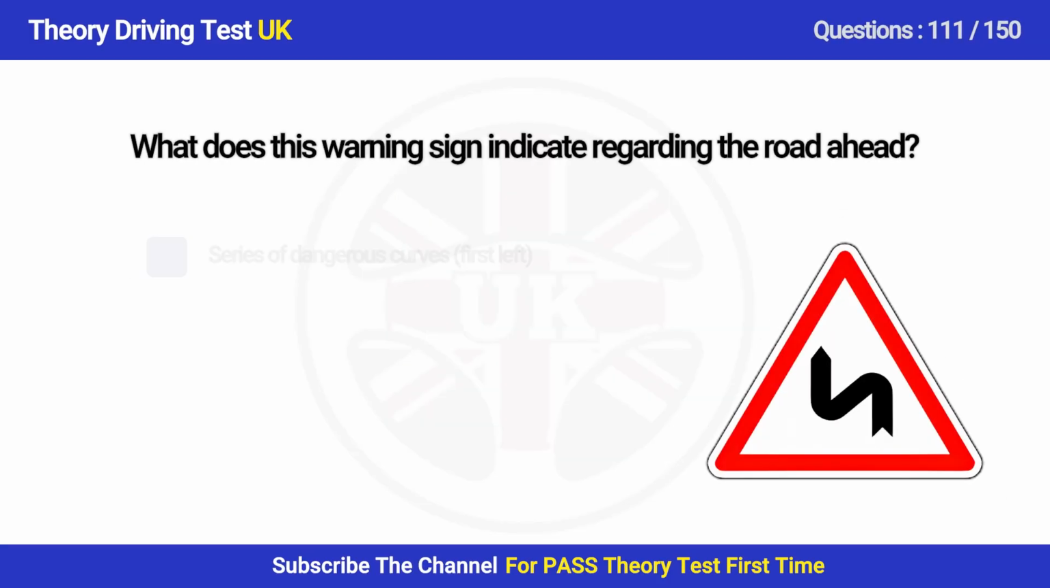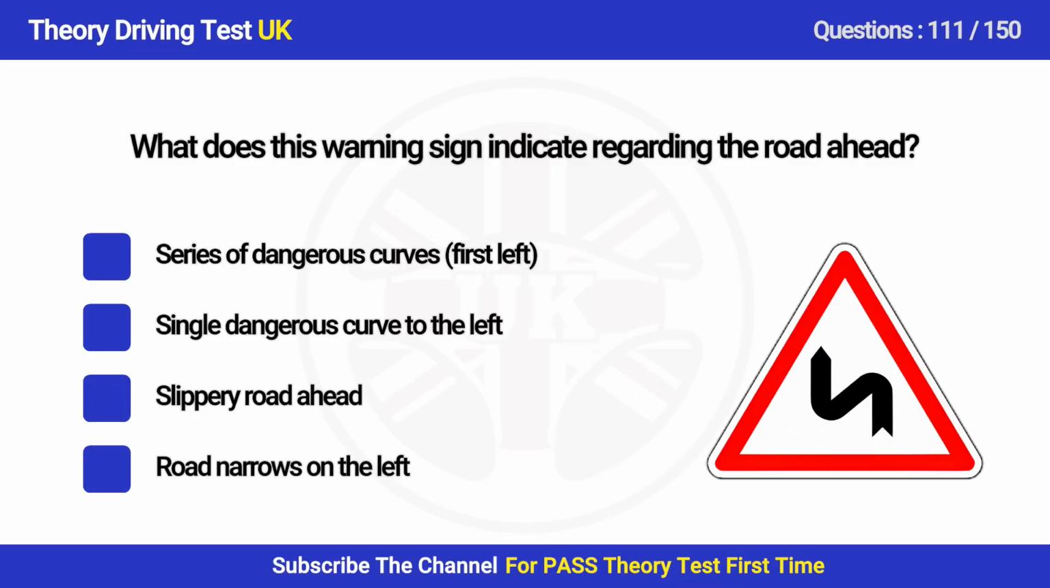Question 111. What does this warning sign indicate regarding the road ahead? A. Series of dangerous curves, first left. B. Single dangerous curve to the left. C. Slippery road ahead. D. Road narrows on the left.